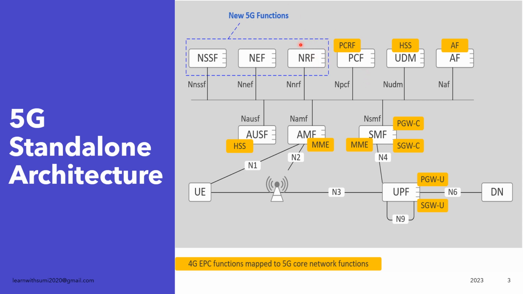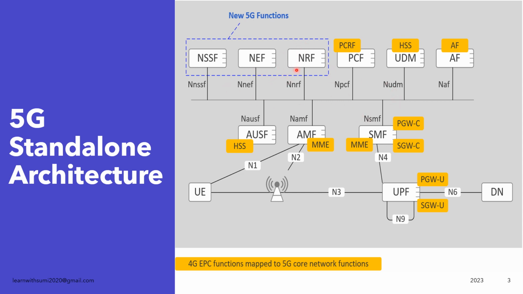And now we have network repository function. Here, network repository function, or NRF, is a key element of the 5G core. It essentially acts as an index that can be consulted by other network functions. So it contains the information of all the other network functions.